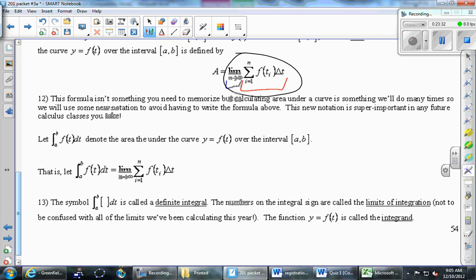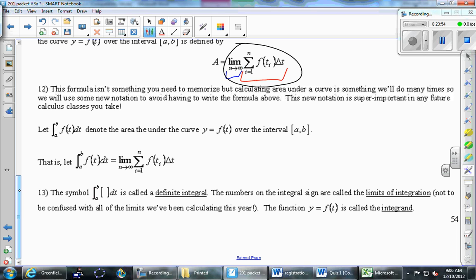Okay, 12. So as I say, this formula isn't something you need to memorize, but calculating area under a curve is something we'll do many times, a little bit this semester, but many times next semester. And we're going to want some notation so that we don't have to write down that whole thing that I circled there in black. It's quite unwieldy. So here's the new notation. It's super important in any future calculus classes you take. Calc 2, Calc 3, Calc 4, anything you take, you will see this notation. Here it is. We're going to use those funny symbols right there to denote the area under the curve between A and B.